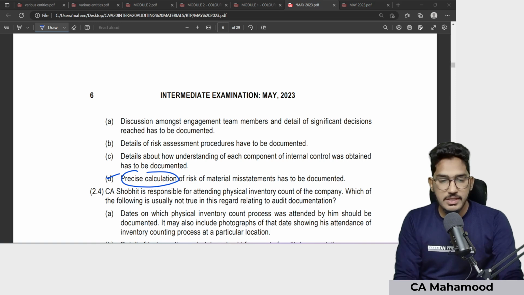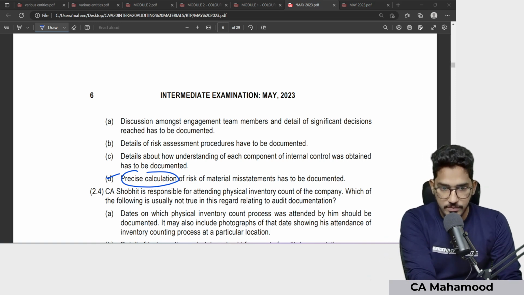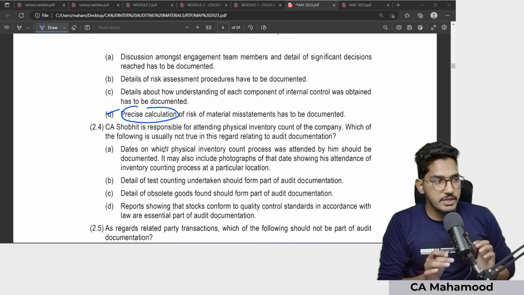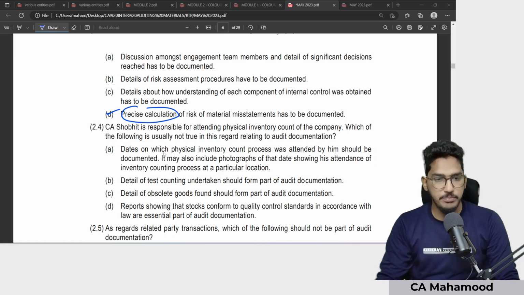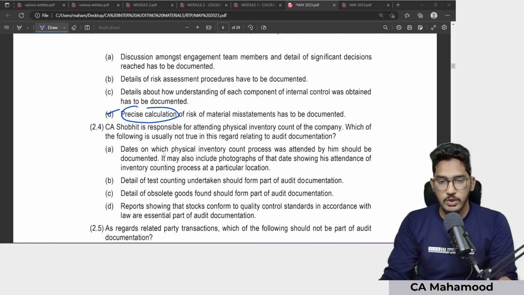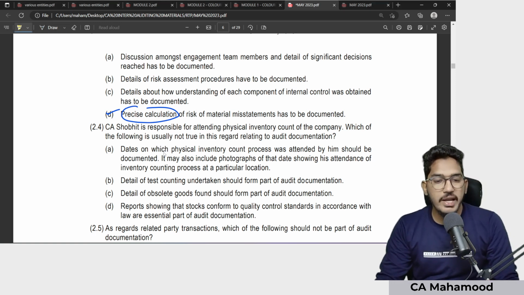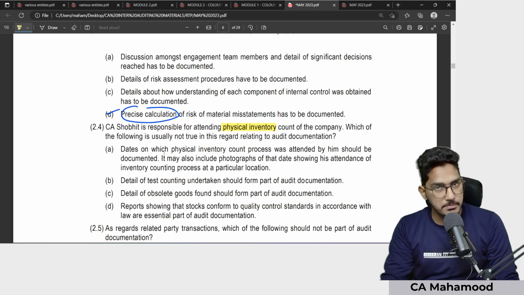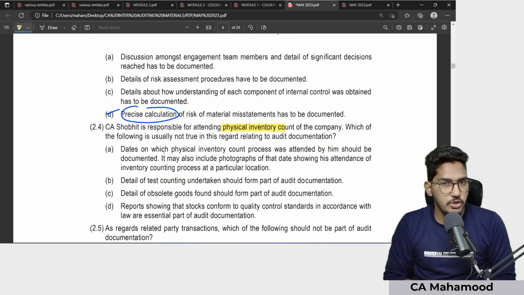Next one. Let us now talk about the fourth question out of this case scenario. So what is this fourth question about? CA Shobit is responsible for attending the physical inventory count of the company. So as we have seen, CA Shobit, one of the engagement team members, what is the responsibility given to him? He has to go and attend the physical inventory counting done by management. Which of the following is usually not true in this regard relating to audit documentation?